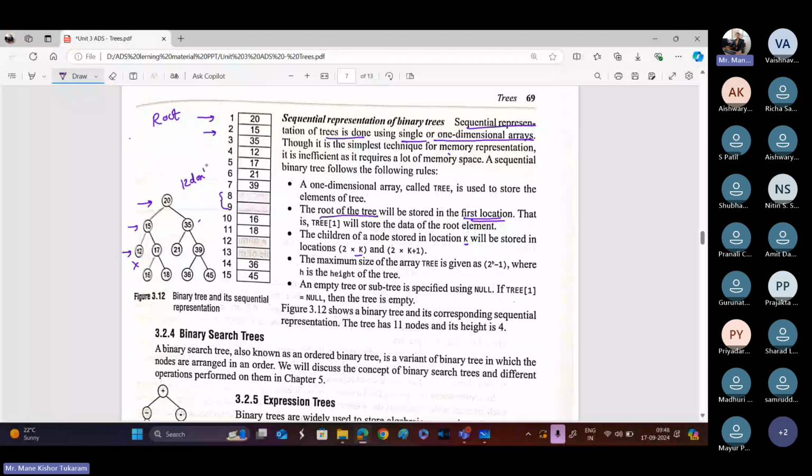Similar cases happen with 21, so again for 21 these two locations are free. Again, we have 36 and 45. In this way, the data is stored sequentially. Empty locations are the locations where the nodes don't have any children. That's why these are the empty locations. Then binary search tree.